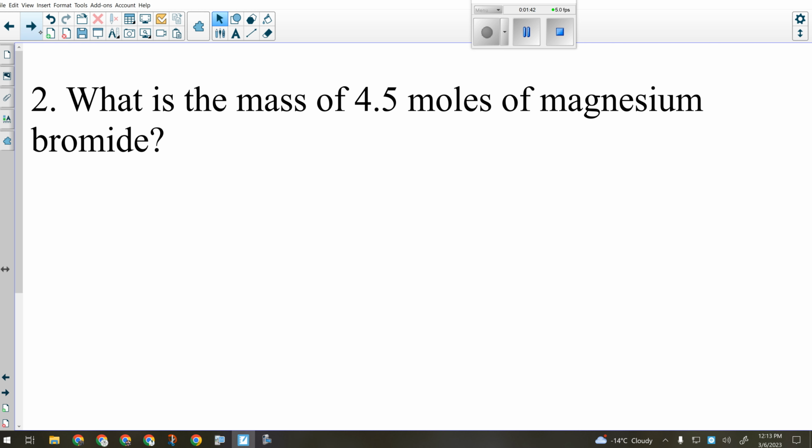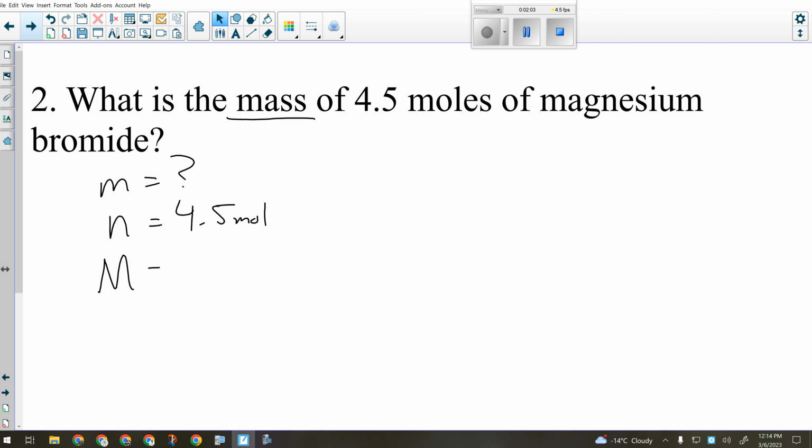So in question number two, we're looking for the mass, which means we're looking for what part of the mole equation? The small m. Small m, right. We have n. They told us that there are 4.5 moles, and they tell us it's magnesium bromide. And on Friday I was saying, this is more like the way you're going to get this on a test, where it's going to give you the name in words, and you're going to have to make sure you drop and swap and get the formula right if necessary. In this case I would drop and swap because it's an ionic compound, and I would get MgBr2.